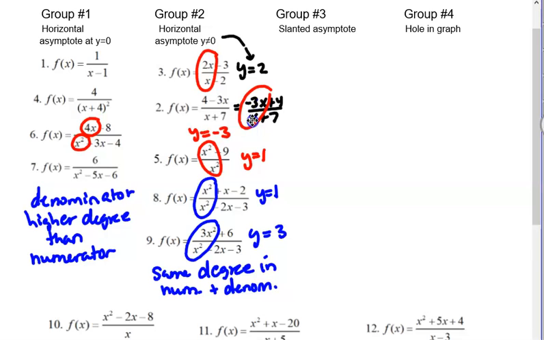So negative 3x over x is negative 3. x squared over x squared, 1. 3x squared over x squared, 3. 2x over x, 2.